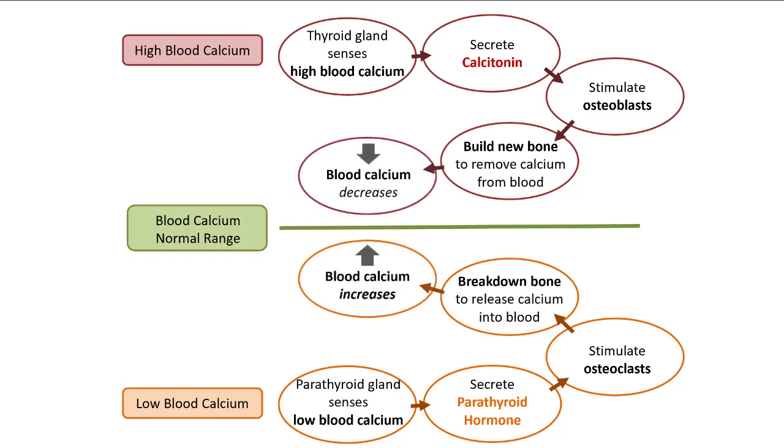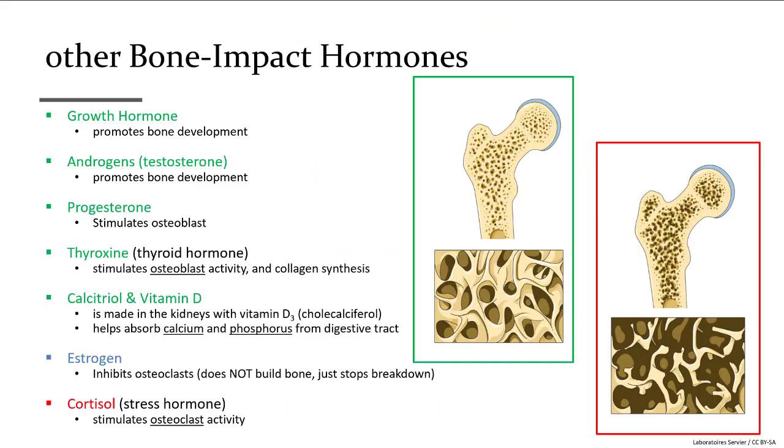So, in the end, in a high blood calcium state, calcitonin will decrease blood calcium. In a low blood calcium state, parathyroid hormone will increase blood calcium, bringing it back to the normal range.